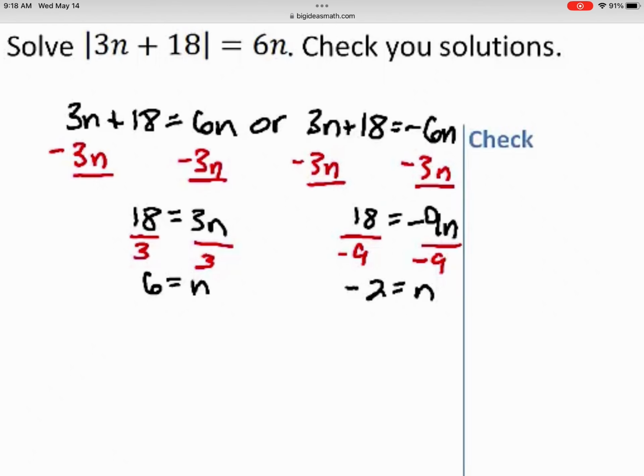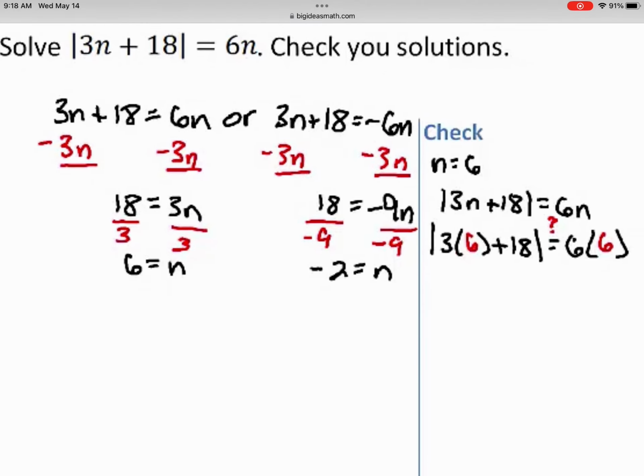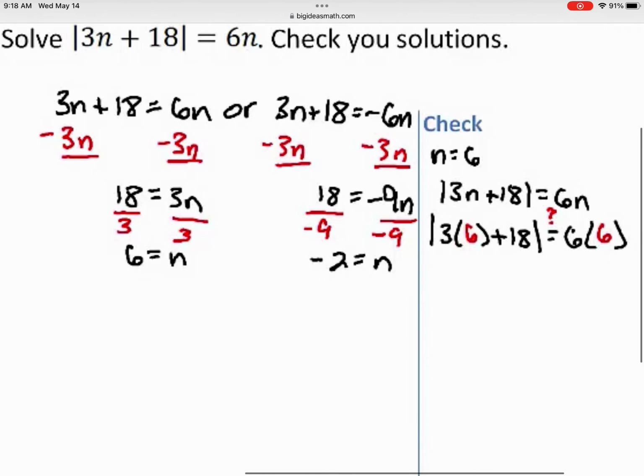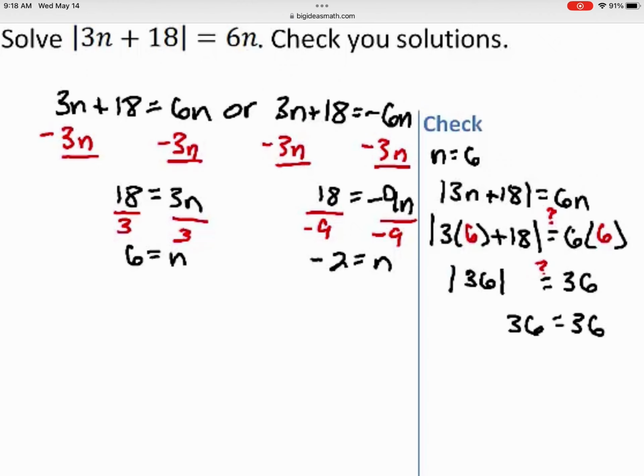First check n equals 6. To check n equals 6, substitute 6 for n in the original equation. 3 times 6 plus 18 is 36. 6 times 6 is 36. The absolute value of 36 is 36. Because 36 equals 36 is a true statement, n equals 6 is a solution of the equation.